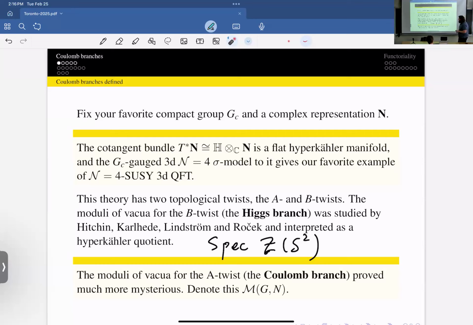Okay, so for one of these twists, this space, if I put the B twist here, this is what's called the Higgs branch.